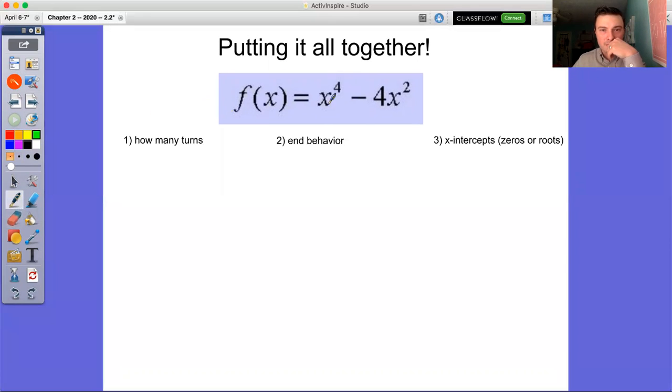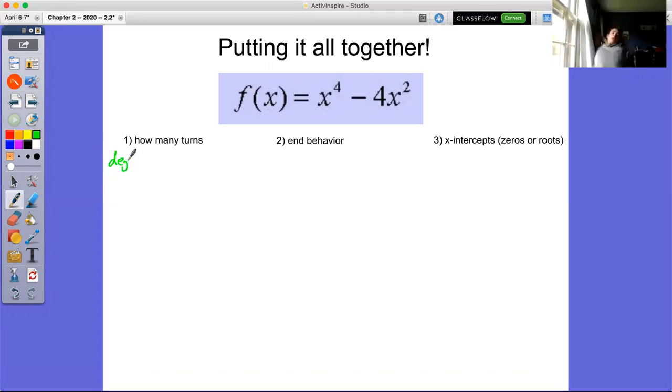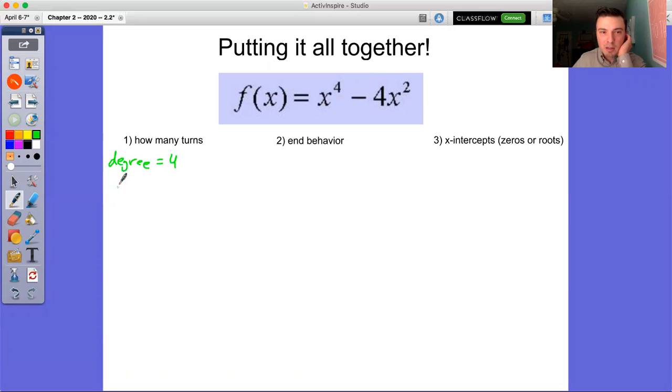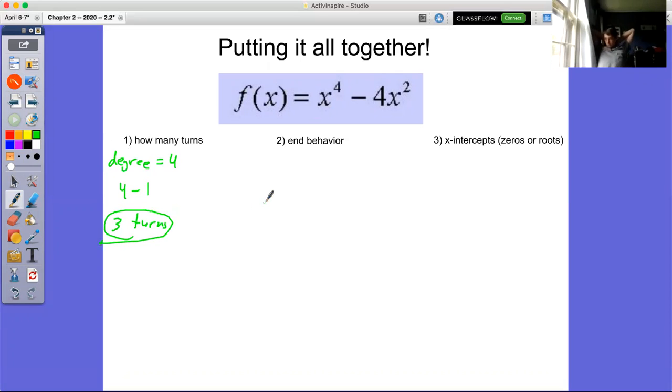All right. So, how many turns does this one have? Well, how did we know that? Good, 4 minus 1 is 3. Yes, degree was 4. 4 minus 1 equals 3 turns. So we're going to draw this one with 3 turns.